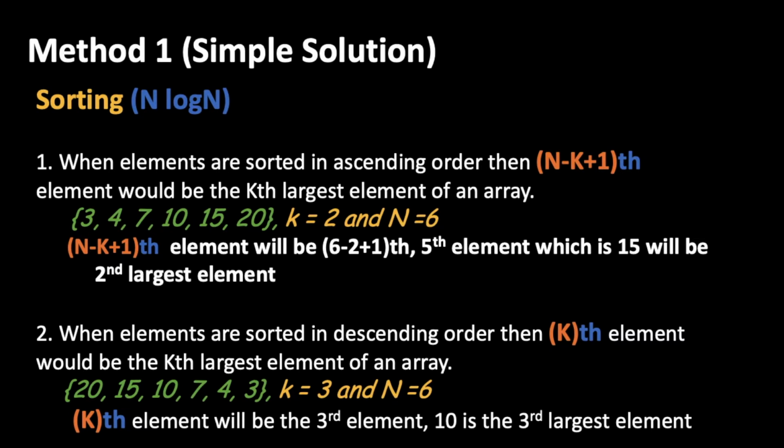The second case is when the elements are sorted in descending order. In that case the kth element would be the kth largest element in the given array. So for example, if we sort the input array in descending order, and in this example k is equal to 3, so we need to find the third largest element in this given array. If we start from the 0th index, 10 would be the third element and it would be the third largest element in the given array.